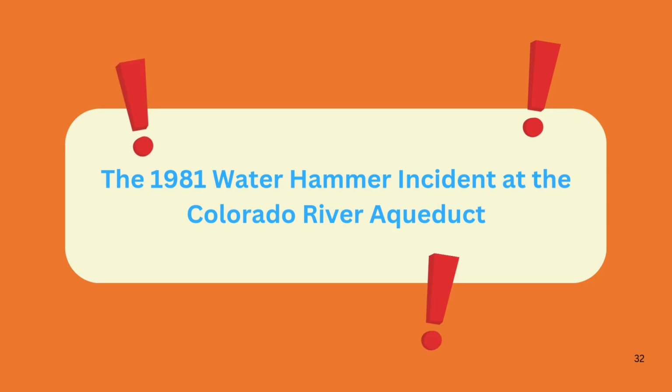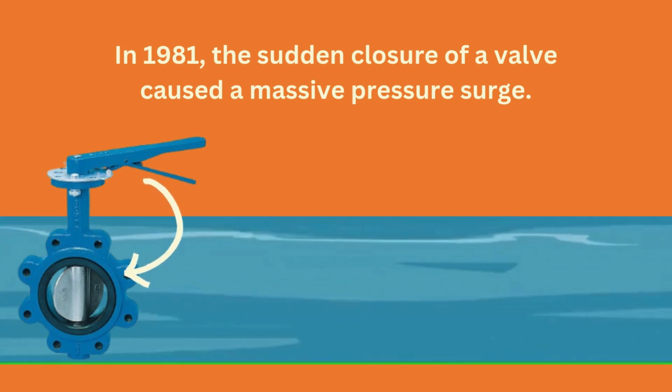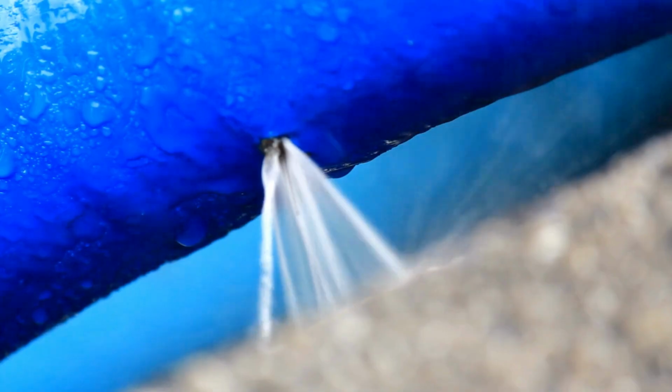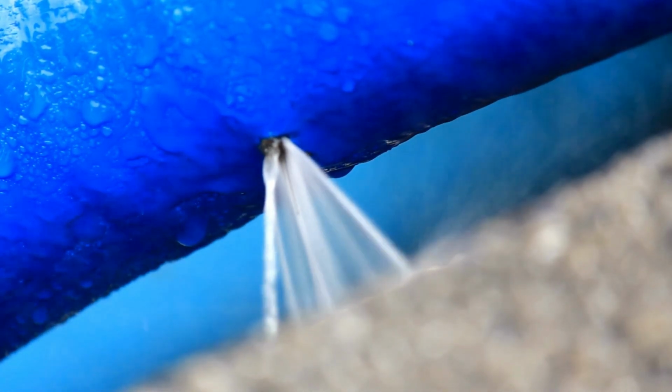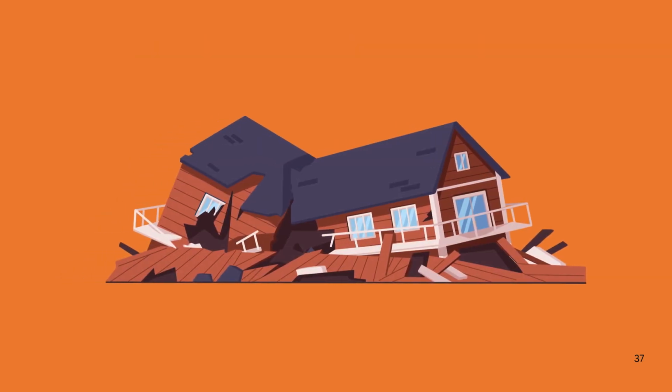Let's talk about the 1981 water hammer incident at the Colorado River Aqueduct, where a significant water hammer event occurred. The Colorado River Aqueduct is a crucial system that transports water from the Colorado River to regions in Southern California. In 1981, the sudden closure of a valve caused a massive pressure surge, resulting in pipe ruptures and substantial water loss. This disrupted water supply for millions of people and caused extensive infrastructure damage.